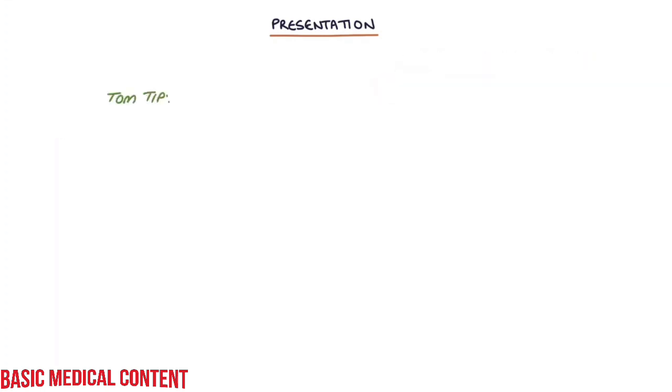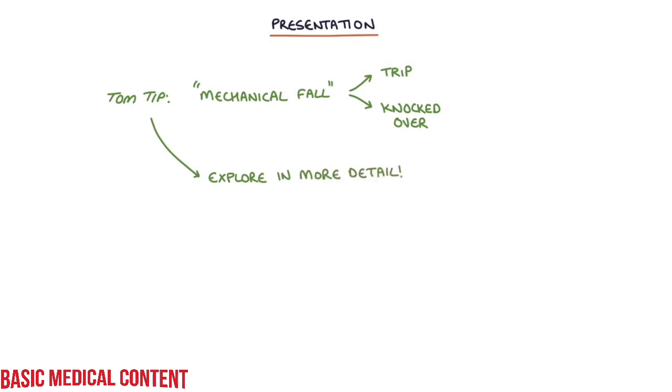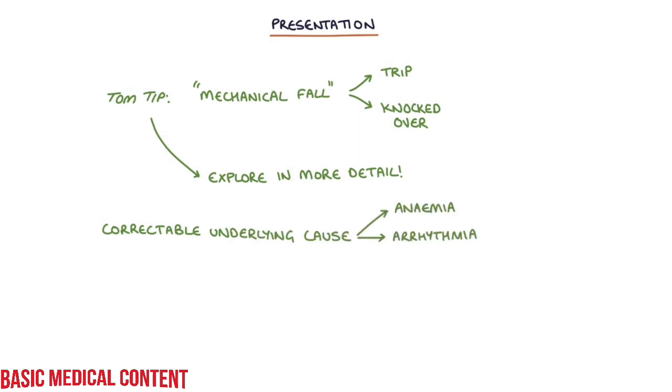A top tip for you: the term mechanical fall is often used to imply a simple explanation for why the patient fell, such as tripping over an object or being knocked over. It's worth exploring the fall in more detail. In many cases, there may be a correctable underlying medical cause for the fall, such as anemia, arrhythmia, or even underlying Parkinson's disease.